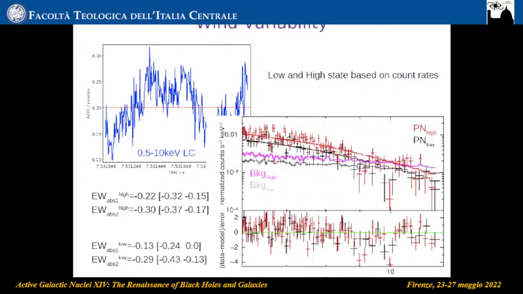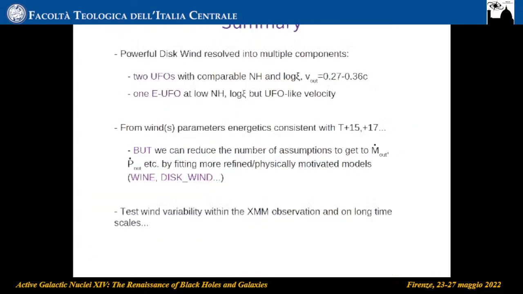This is just PN, showing also the background. But if you zoom in on the absorption features, it seems that there is a difference, at least in one of the two features. The low energy one is the only one that in the low state is consistent with not being there. It's consistent with 0. Of course, this has to be treated a bit carefully, because the significance of this line will change with the flux that you have in the two spectra.